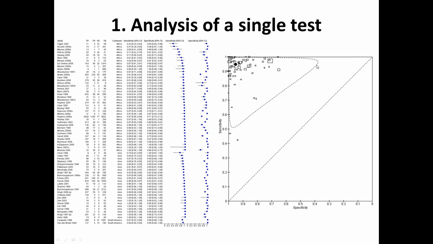And then we've got the 95% prediction region around the summary point, and this tells us something about heterogeneity. Now, this is again similar to a 95% confidence interval. So the 95% region shows us the region within which we are 95% certain that if we did another test accuracy study similar to this, we expect the study to fall within that region.